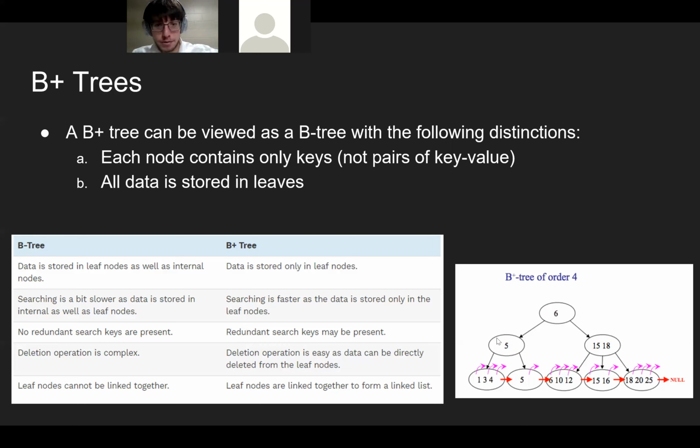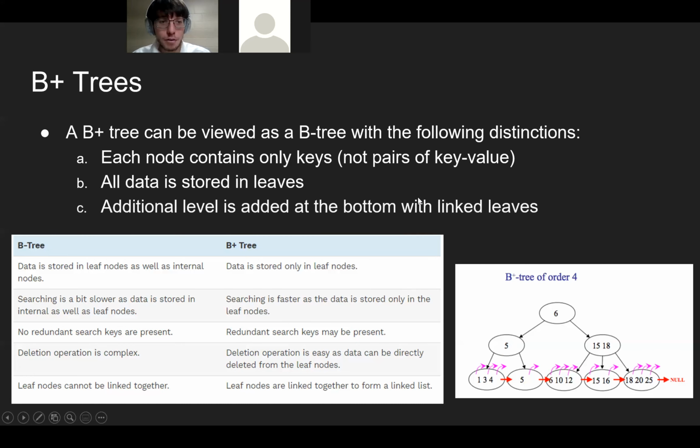What that means is all the data we actually care about is only in leaves. And we link together all of the leaf nodes as a linked list. So 1 through 4 links to 5, links to 6, 10, 12, links to 15, 16, links to 18, 20, 25. And then at the end it links to null. So that's how B plus trees are.